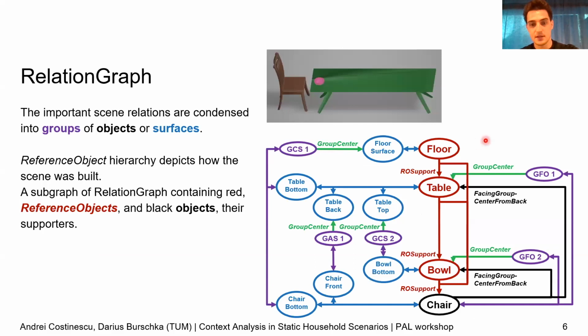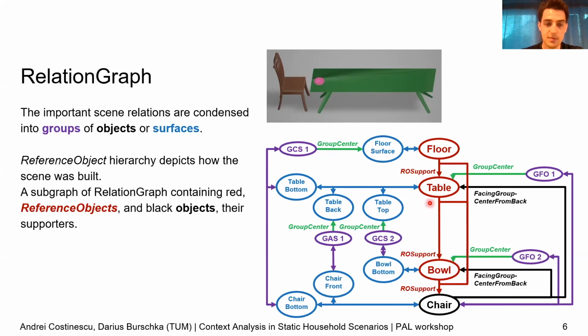After parsing the list of objects and their poses in the scene, the relation graph contains all the objects, surfaces, and groups found by the parser. Group centers point to a reference object. For example, the floor surface is the group center of a group contact surface, GCS1, because the tables and the chair's bottom surfaces are in contact with the floor surface.